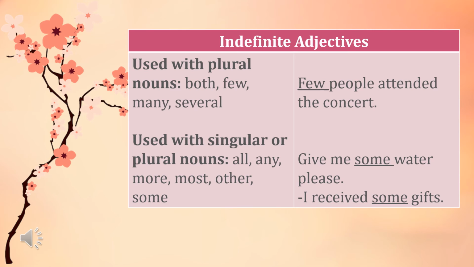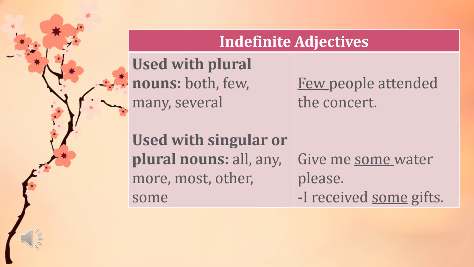That's a rule. Now, for example, few people attended the concert. As you can see, the indefinite pronoun there is few. And the function of the word few in that sentence is an adjective because it modifies or describes the noun people. And as you can see, people is a plural noun because it talks about two or more persons. Okay? So that's what we call indefinite adjectives.